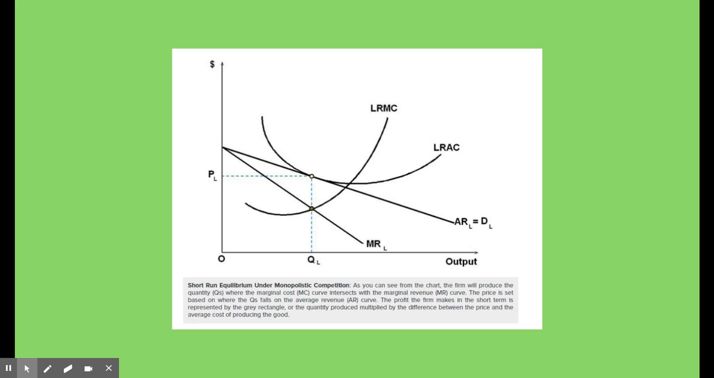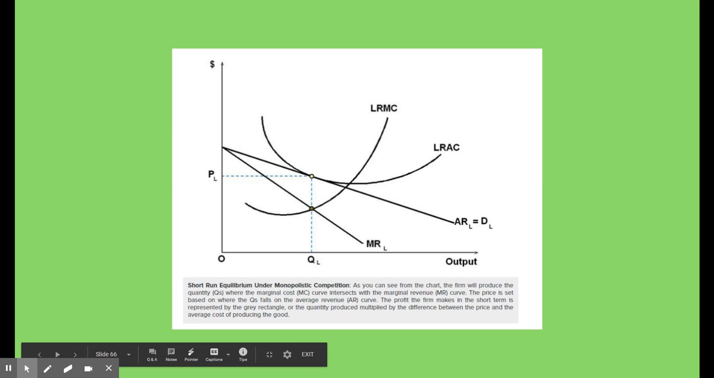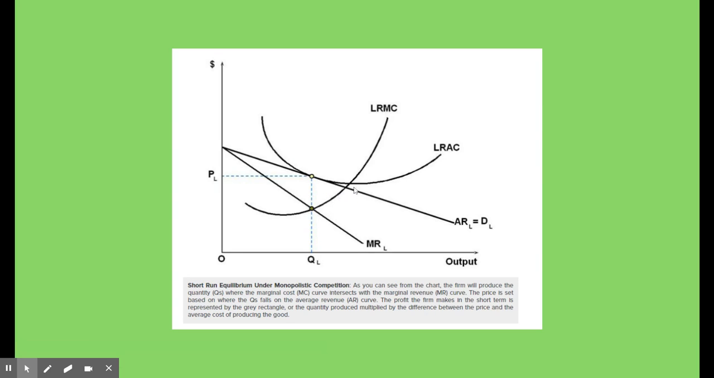The profit the firm makes in the short term is represented by the gray rectangle. And once again, it's not colored in. That profit area is not shaded in as a rectangle, unfortunately, here. I don't know why it says that if it isn't shaded. But the upper line is going to be the price level, and the lower line is going to be where average cost intersects marginal cost. So right here. And so that very slim area is going to be the profit.